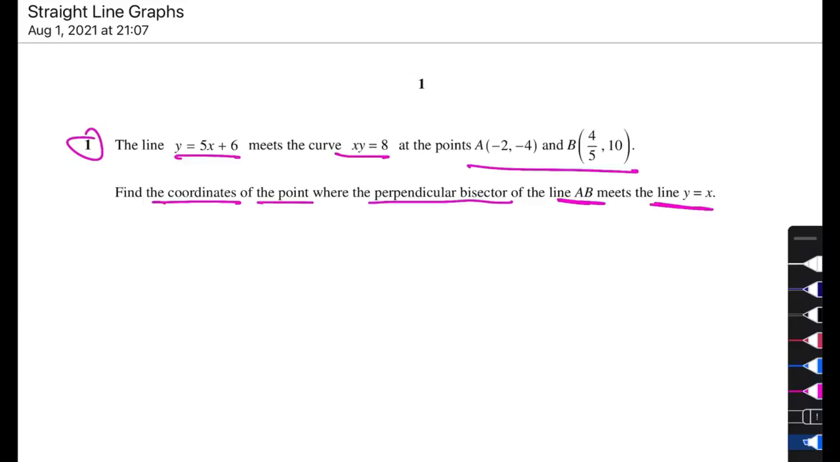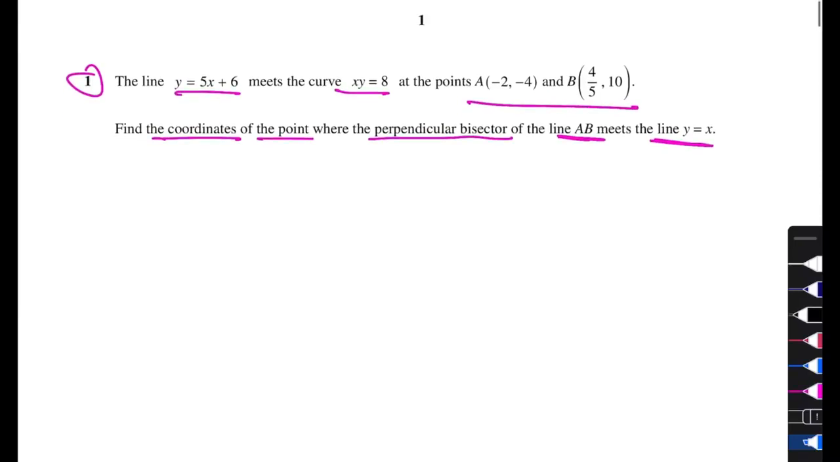If there's a perpendicular bisector of line AB, let me help you with a pictorial view of what is happening. Let's say this is A, this is B. If there's a perpendicular bisector, then that perpendicular line divides line AB into two equal parts. So this particular point would be the midpoint of AB. Let's call it midpoint P.